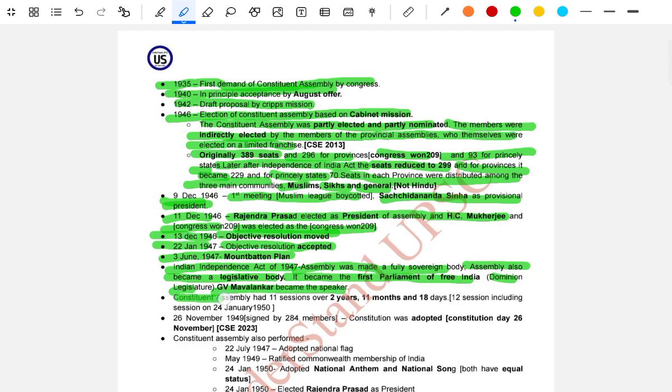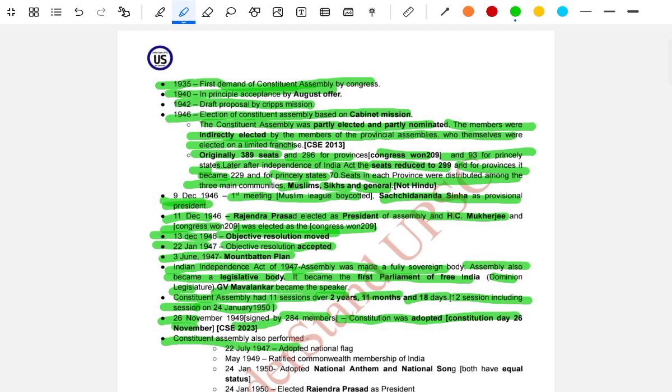The Constituent Assembly took 2 years, 11 months, 18 days, with 11 sessions over that period, and a 12th session including the session on 24 January 1950. 26 November 1949, the Constitution was signed by the 284th member. The Constitution was adopted on 26 November, which is celebrated as Constitution Day.